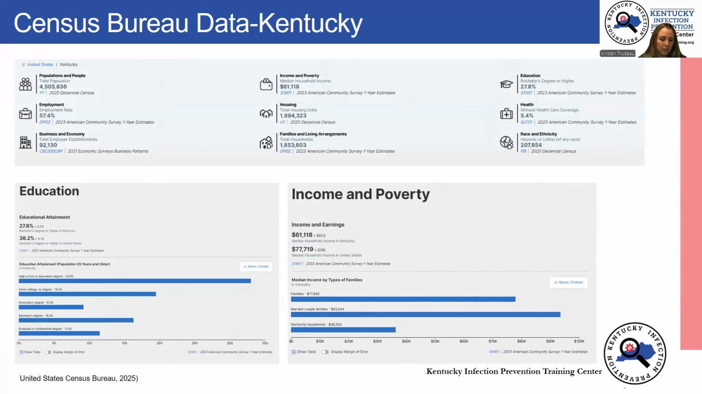But looking at this specifically for Kentucky, you can see that Kentucky has a population of 4.5 million people with an employment rate of 57.4%. The median household income is about $61,000. And 27.8% of people have a bachelor's degree. 5.4% are living without health insurance. And nearly 208,000 identify as Hispanic or Latino of any race. As we go through this presentation, think about how these factors could tie into infection risk in the patients that you care for and what the demographics look like where you practice.